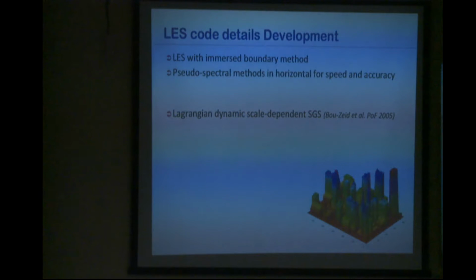In our LES, we represent the building using something called the immersed boundary method. We keep the grid as is, but if there's a building, we add a pseudo force in that grid cell to represent the effect of the building. It's an old method. It works pretty well now. It's widely used. We use pseudo-spectral methods to compute derivatives in the horizontal direction, and we use this subgrid scale model.